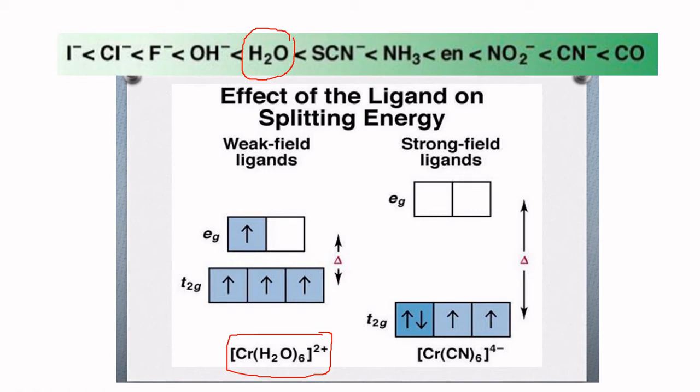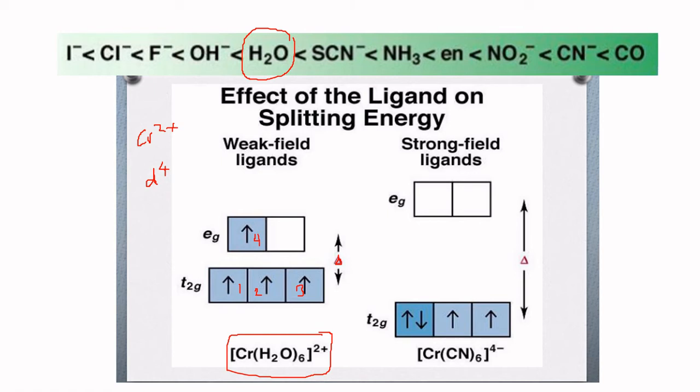When it is a weak field ligand, this chromium is a d4 electron configuration because it is chromium 2 plus. If it is chromium 2 plus, the d electron count is 4. So how do we fill in? The 4 electrons need to be filled in singly before they are paired up. This is because the delta energy is low. So 1, 2, 3, and 4. This is for a weak field ligand.